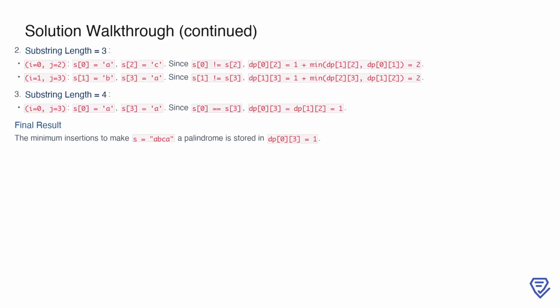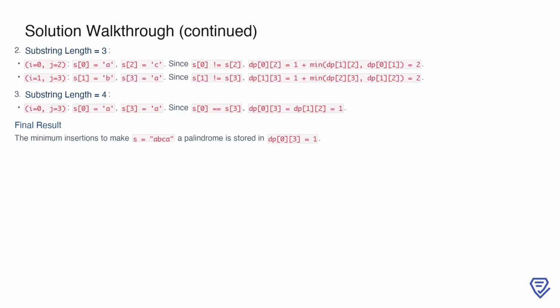Now, we move on to substrings of length 3. For example, for the substring from index 0 to 2, s[0] equals a and s[2] equals c, the characters are not equal, so dp[0][2] equals 1 plus min(dp[1][2], dp[0][1]), which equals 2.